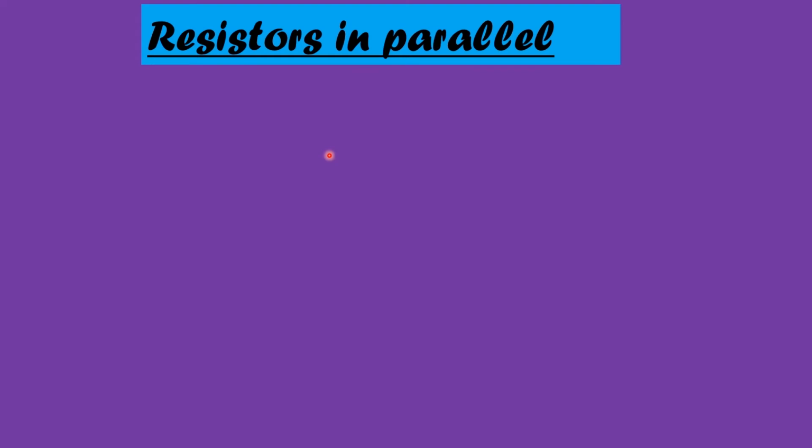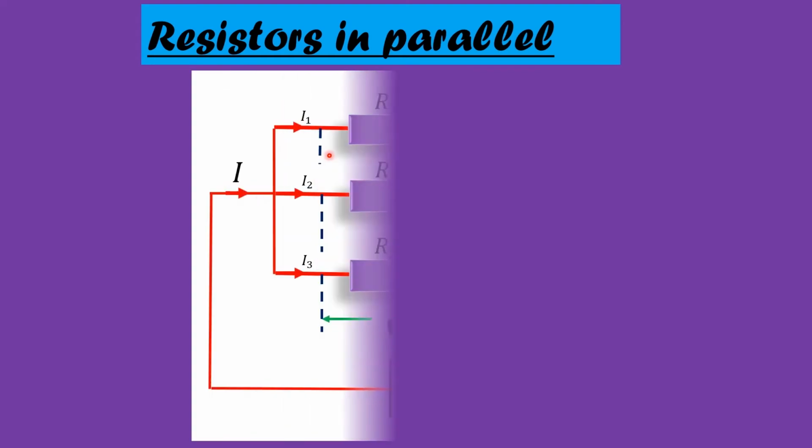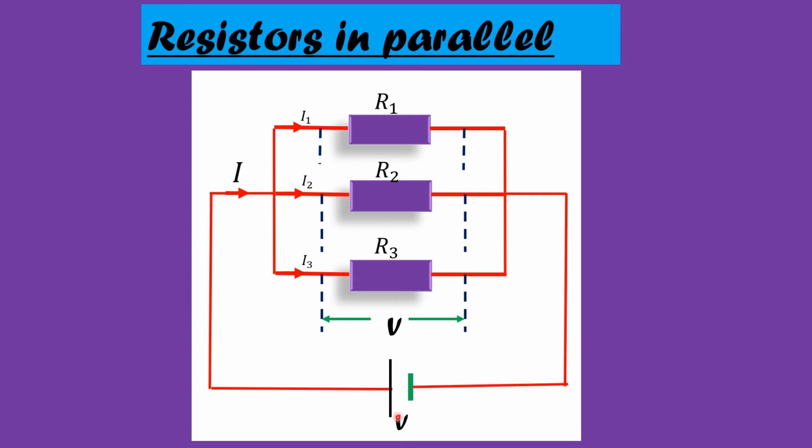In this circuit we have a cell of PD V connected across 3 resistors. The current flowing through R1 is I1. Then we have resistor R2, and the current flowing through R2 is I2, and we also have resistor R3, and the current flowing through it is I3. We can see that at this junction the current splits. The current which was I, when it reaches this junction, splits, and we are calling that junction A.